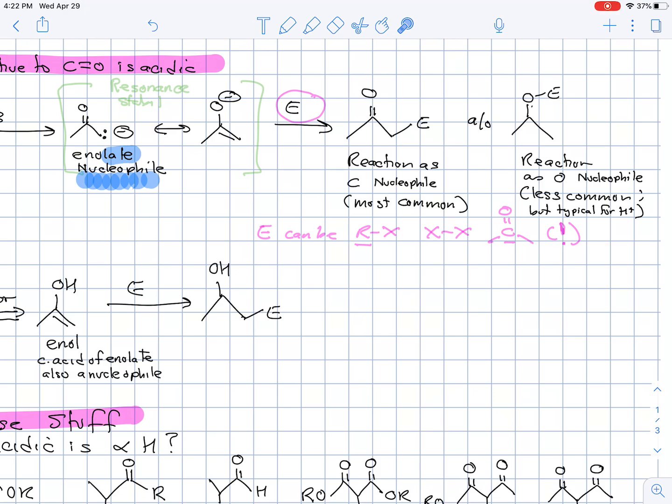You can't really make an enolate out of a carboxylic acid because you'll pull the acidic proton off. And some of the other carboxylic acid derivatives are pretty reactive. And I guess you could do it with an amide. So if this compound reacts as an oxygen nucleophile, you'll get this. And typically, this is something that happens only with one particular electrophile, and that electrophile is hydrogen.